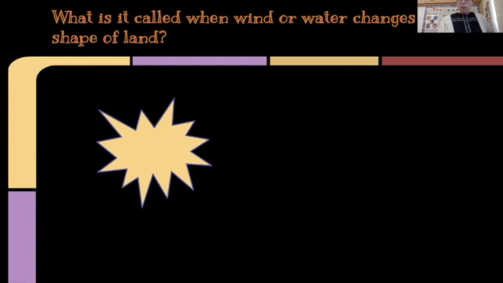What is it called when wind or water changes the shape of land? What is the answer? Make sure you say it out loud or write it down. If you need more time, you can go ahead and pause. I'm going to give the answer. It is erosion. So if you got that right, give yourself a point. Erosion is when wind or water changes the shape of land.